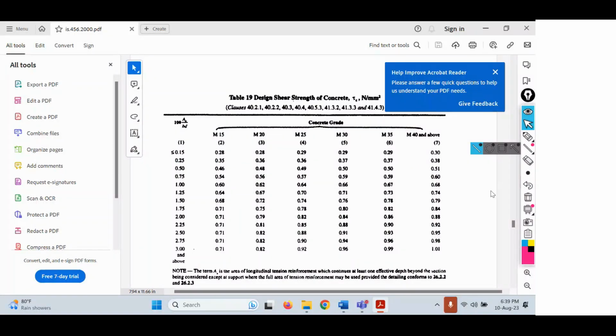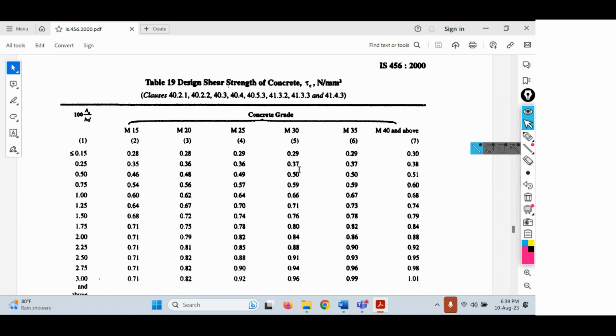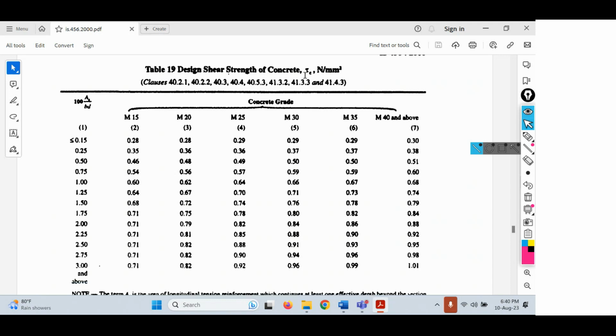Right. I hope you are able to see the screen. Can somebody please confirm that? Are you able to see the screen of table 19 that I'm displaying currently? Yeah, fine. So here, from this table 19 of IS 456 2000, you can see the design shear strength of the concrete, that is represented with tau C.